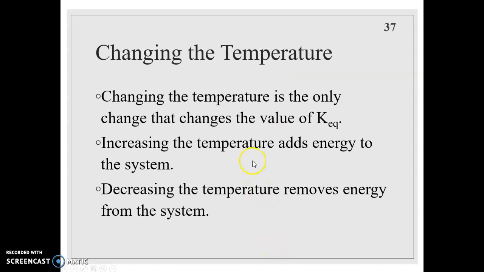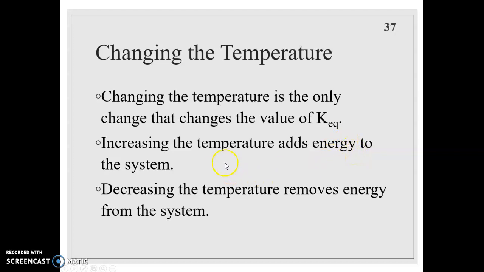Alright, changing the temperature. This is my least favorite one out of the Le Chatelier shifts, but one that we need to talk about nonetheless. So, changing the temperature is the only change that actually does change the value of KEQ. KEQ is defined as being at a specific temperature, so when you change the temperature, that does change the value of KEQ.